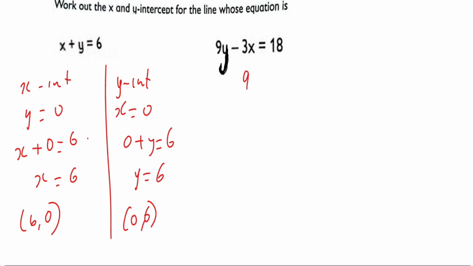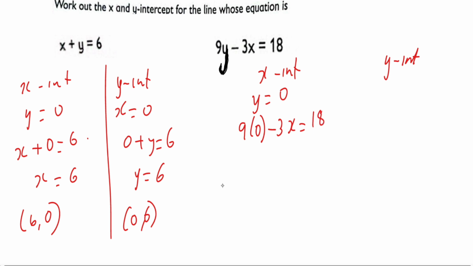Now what if we have 9y minus 3x equals 18? So let's find out the x-intercept and the y-intercept. For the x-intercept, we said y equals 0. So where there's y, we'll replace it with 0. So this one obviously becomes 0. You'll remain with minus 3x equals 18. Now most of the students, once they get 0 here, they neglect the negative. The negative is still there. Divide by minus 3, divide by minus 3, x equals negative 6. And therefore, our x-intercept is negative 6, 0.